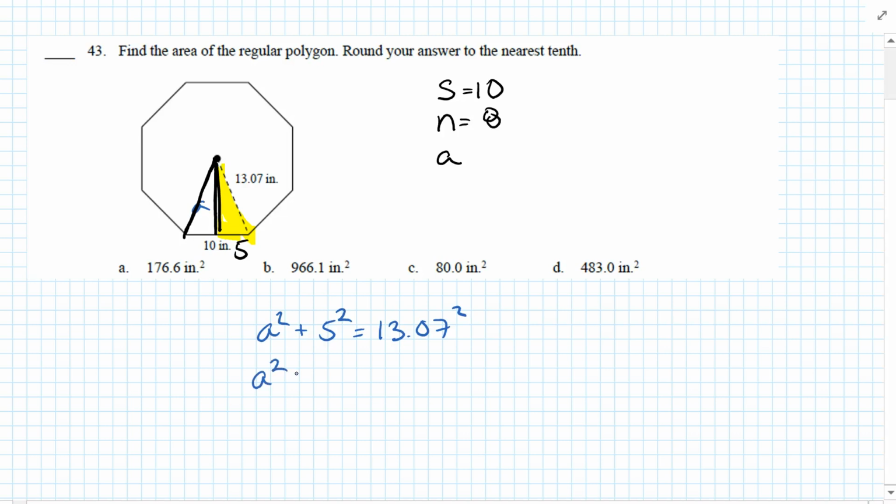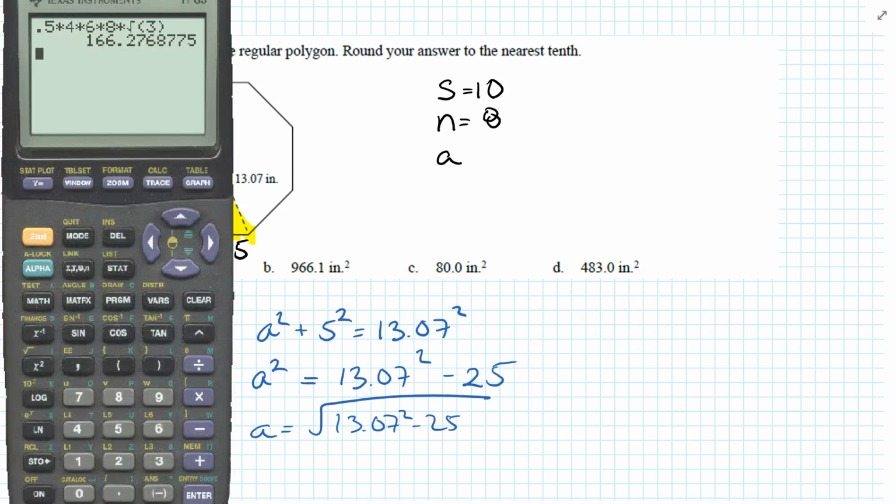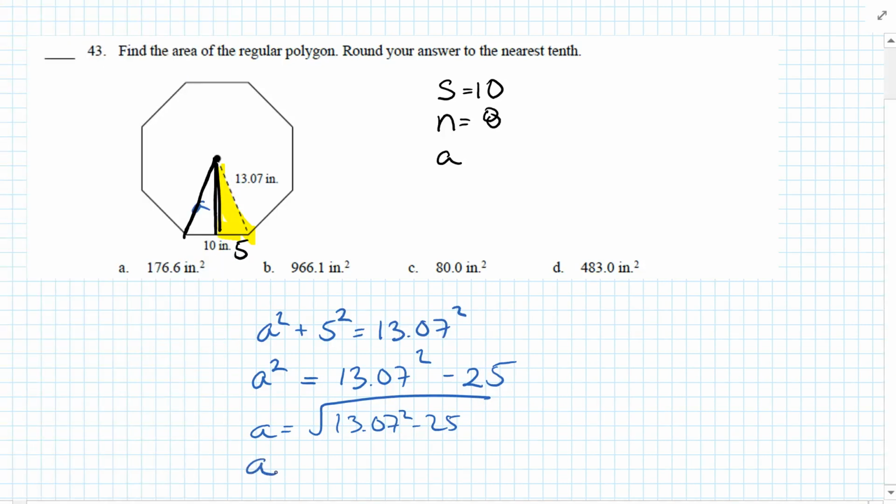So a squared is going to be equal to 13.07 squared minus 5 squared, which is 25. So A is going to be the square root of 13.07 squared minus 25. Looks like calculator work. Square root of 13.07 squared minus 25. 12.07. So our A value is 12.07.